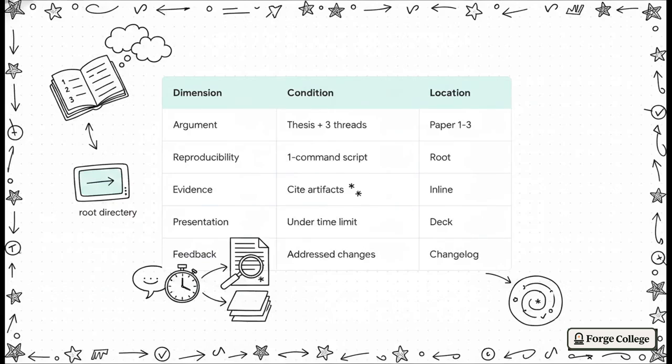Now, what's really interesting about this grading rubric is how clearly it maps exactly what the instructor wants to exactly where it lives. Your argument, which needs a clear thesis and 3 threads, well, that lives in paper sections 1 through 3. Reproducibility, that needs a one-command script right at the archive root. Evidence must cite artifacts inline or in the appendix. The presentation needs to be under the time limit within the slide deck itself. And peer feedback is documented right there in the supplementary changelog. It's basically your ultimate foolproof checklist for passing.